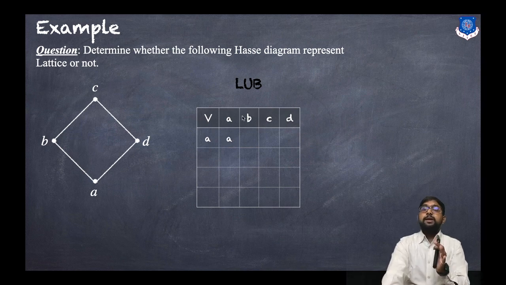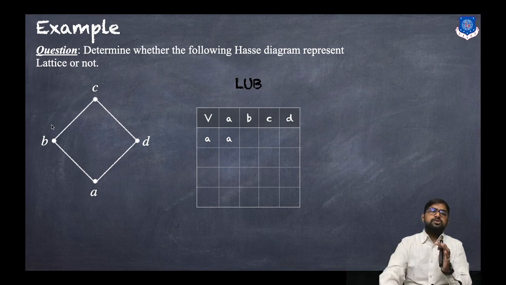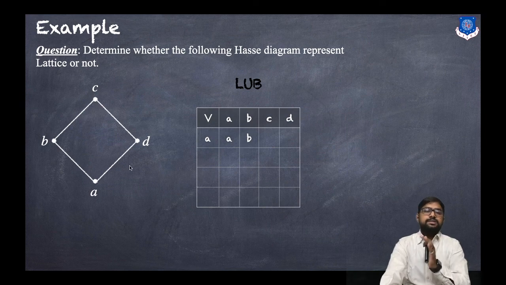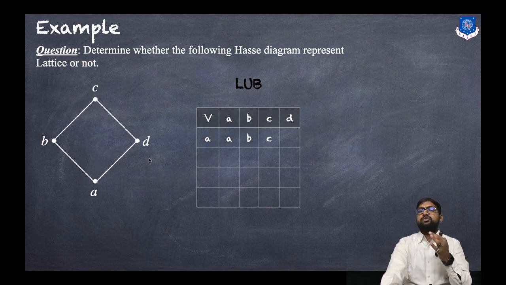Now the LUB of A and B, the least upper bound of A and B, will be B. Now A and C: the least upper bound will be C. Now A and D: the upper bound will be D. Next, B and A: as AB was B, BA will be B. Now BB is the same point, so it will be B. Now B and C: the least upper bound will be C. Now B and D: it will be C.